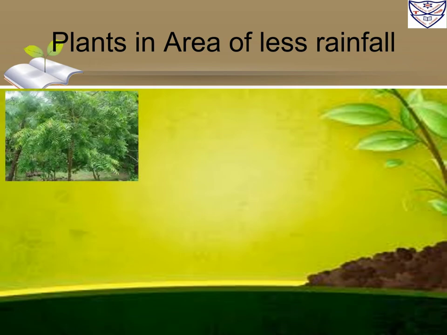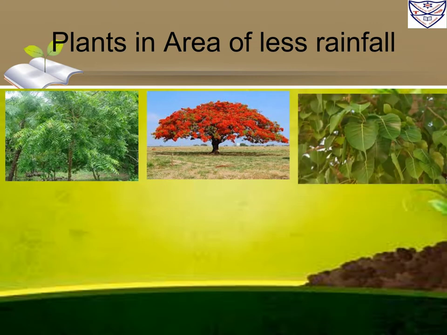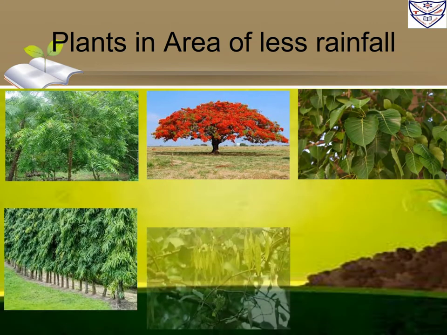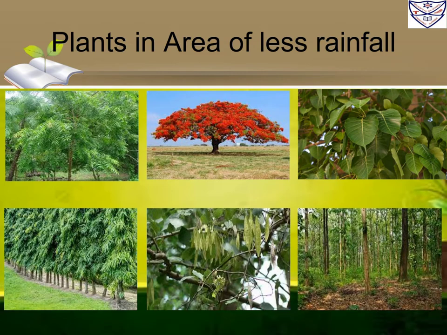Now trees that grow in plains may have several branches. Many of these trees can survive in hot climate and may shed most of their leaves in autumn. For example, you can see neem tree, gulmohar tree, peepal tree, ashoka tree and sesame and sal tree.